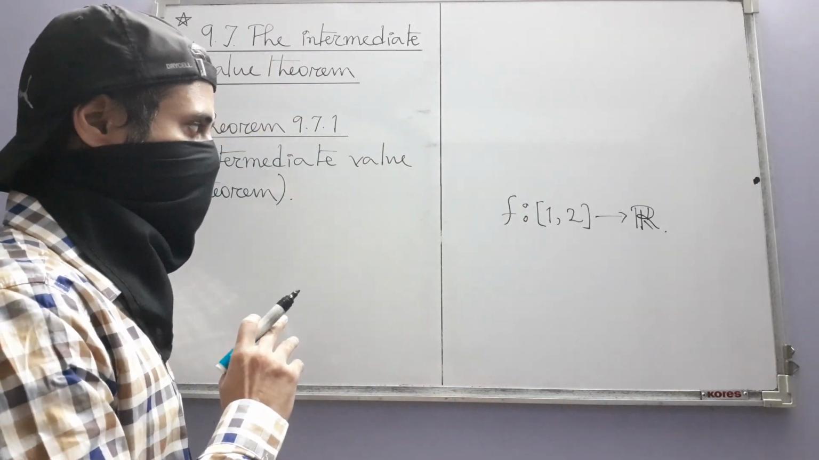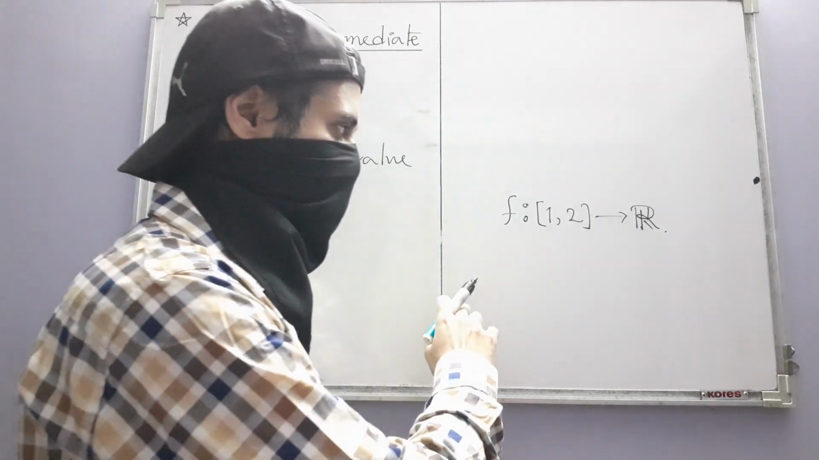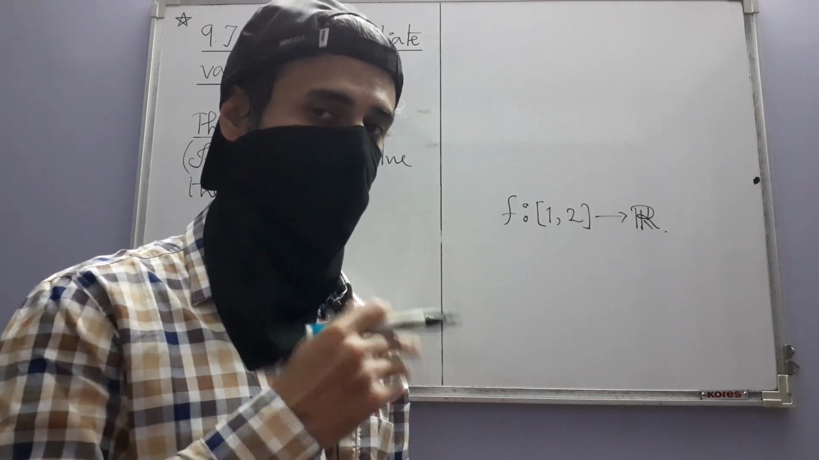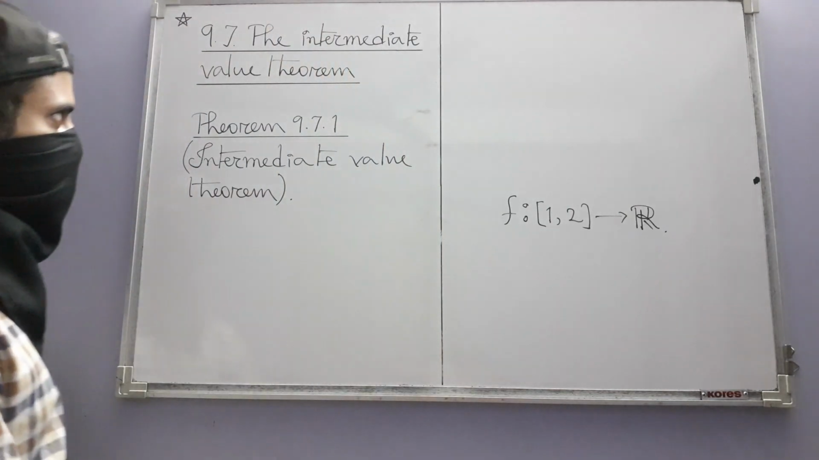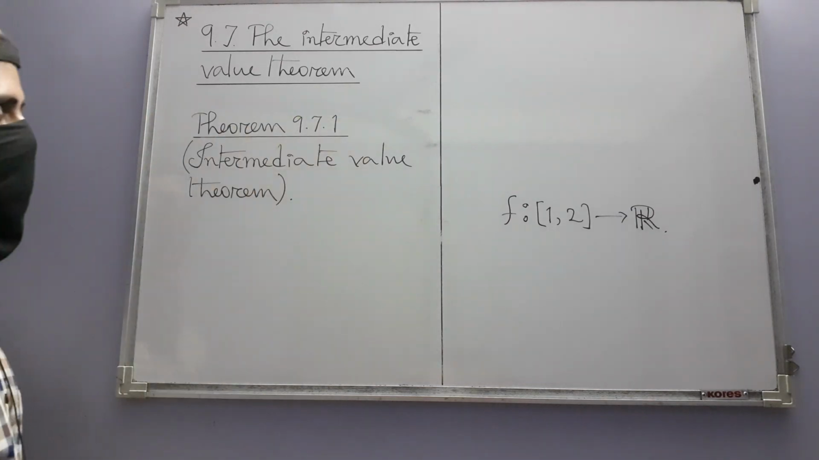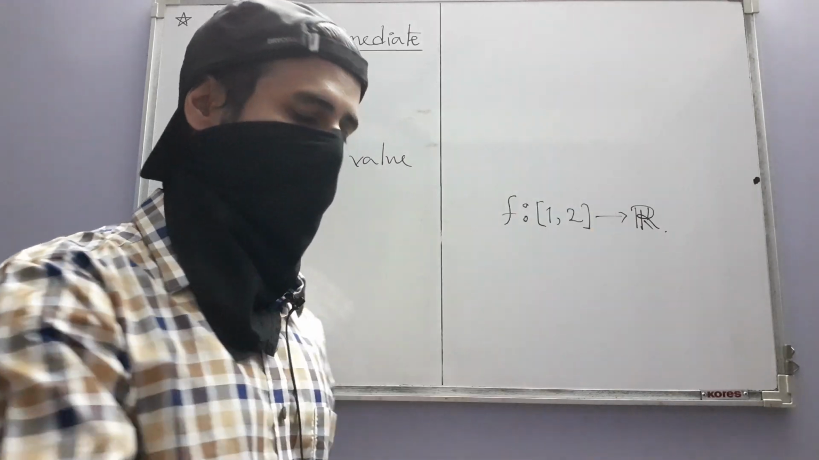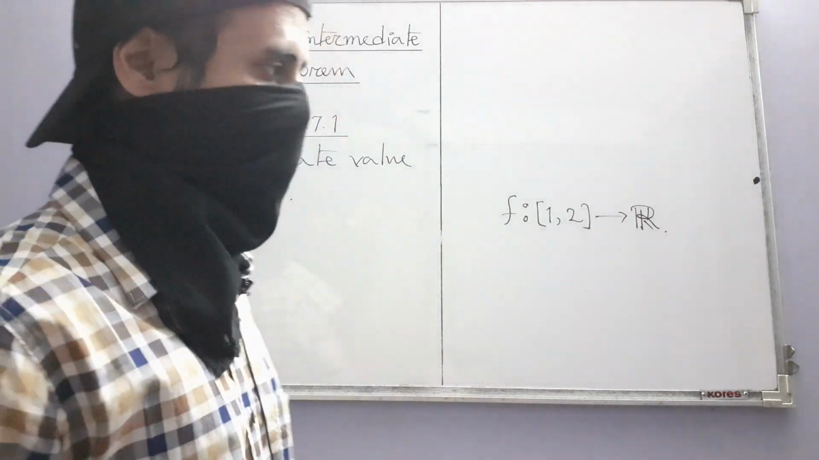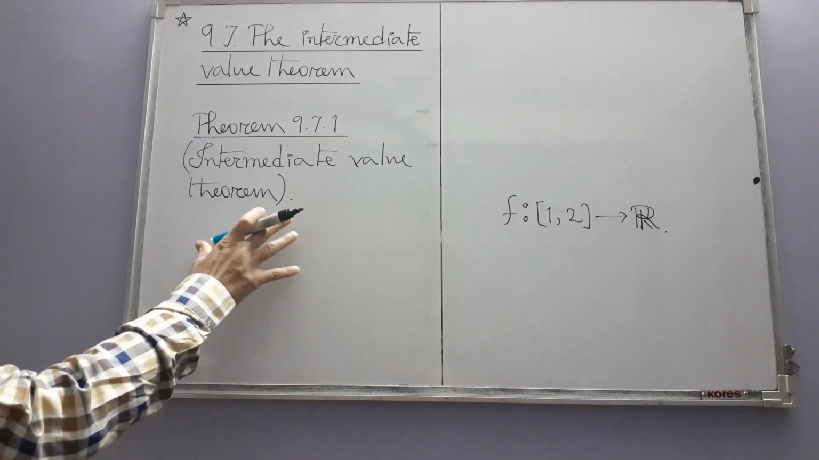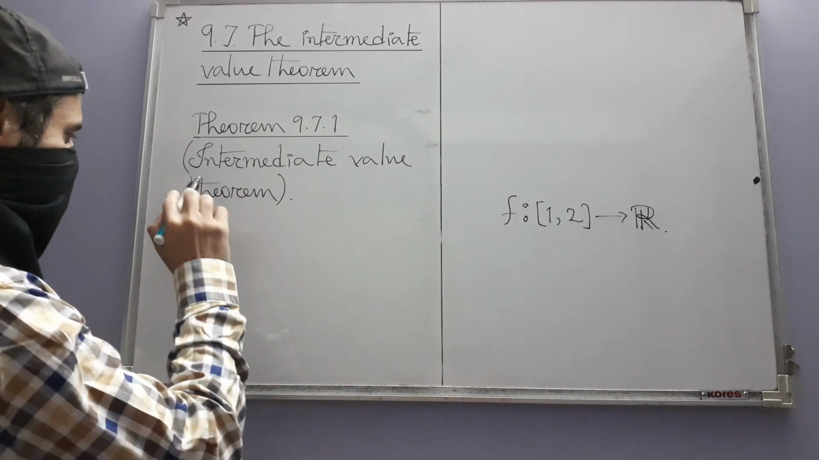And now in this section we are going to see that it also attains all the values in between the maximum and the minimum. So that is why the intermediate value theorem. The function will attain all the intermediate values lying in between its maximum value and minimum value. So let's see the statement of the theorem. The statement is basically just this.